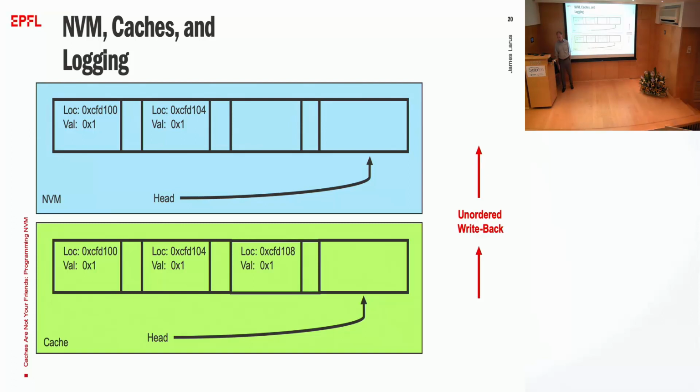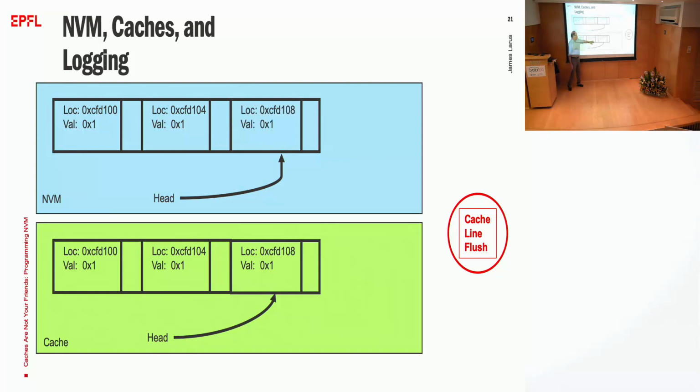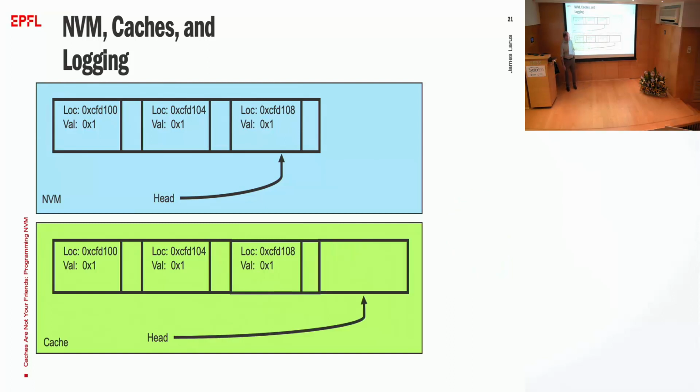So really what we want to have is a write back that occurs in the right order, but the way in which we do it is by doing a Cacheline Flush there. So the data gets written out at the same time as it's written to the cache, and then we extend it.